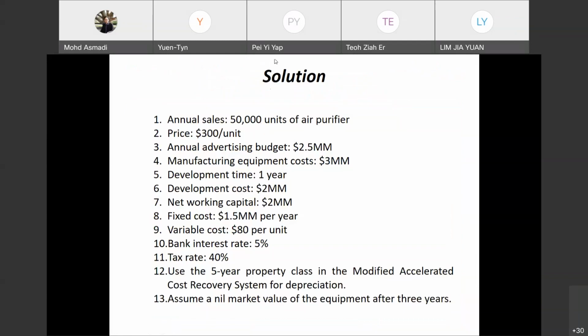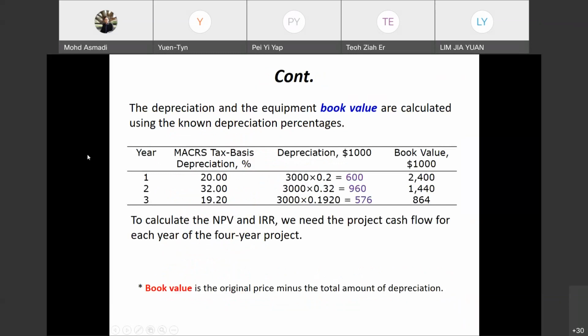So for the summary, annual sales 50,000 and so on. Okay. So the equipment cost after 3 years, if you look at here, is equal to zero, no value, nil. So we have to calculate. What you have to do is construct the book value. You have to calculate book value. Okay, it is the original price minus the total amount of depreciation, or D. Okay, this one. So look at it with 3 years of MACRS.